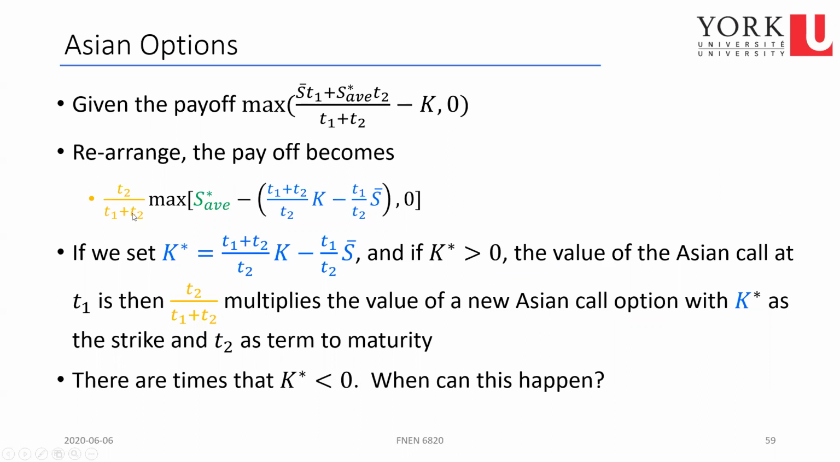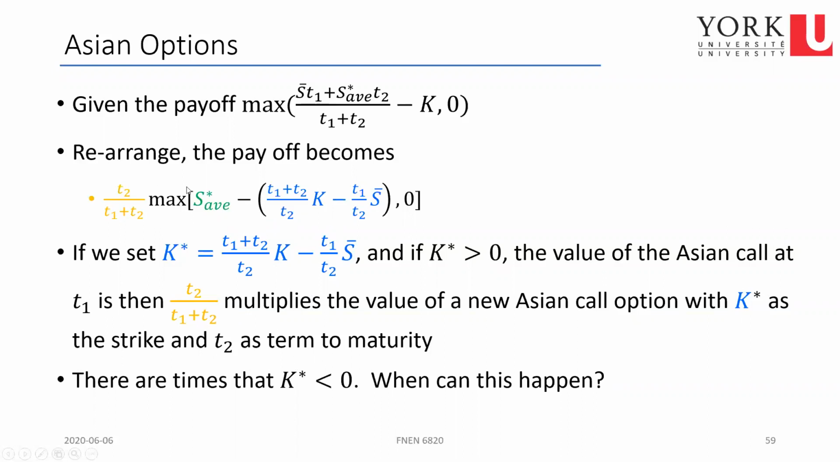You should convince yourself that this payoff function is exactly this payoff function here, just rewritten in a different way. But writing your payoff function for the option after 1 month in this equivalent way shows something, because now the option is basically this number of units of a new Asian call option with K star as the strike and T2 as the term to maturity.